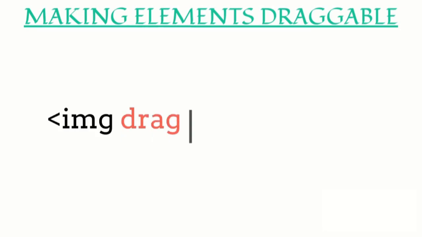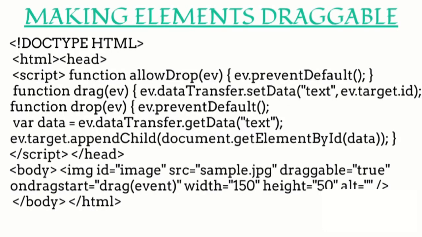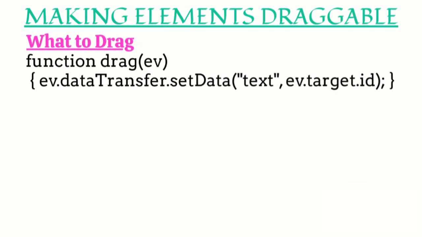The drag and drop feature lets you grab an object and drag it to a different location. To make an element draggable, just set the draggable attribute to true. The API for HTML5 drag and drop is event-based. What to drag? When the element is dragged, the onDragStart attribute calls a function, drag(event), which specifies what data is to be dragged. The dataTransfer.setData() method sets the data type and the value of the dragged data. In our example, the data type is text, and the value is the ID of the draggable element, image.